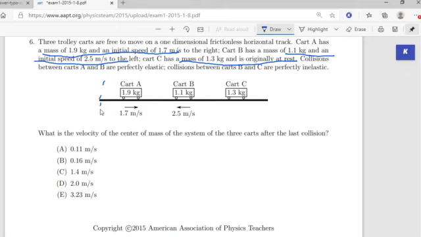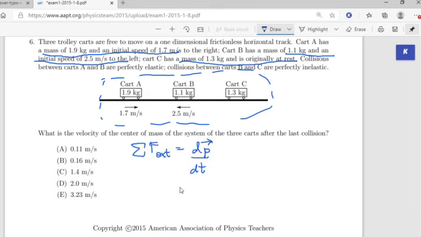So this is our system, and we know that the sum of the external forces is equal to the instantaneous change in momentum with respect to time. Since everything is one-dimensional and traveling horizontally on a frictionless track, we don't need to worry about gravity since it's only vertical, and the track is frictionless, so there are no external forces acting on the system, which means that momentum must be conserved. Momentum in this case can also be written as mass times the velocity of the center of mass.